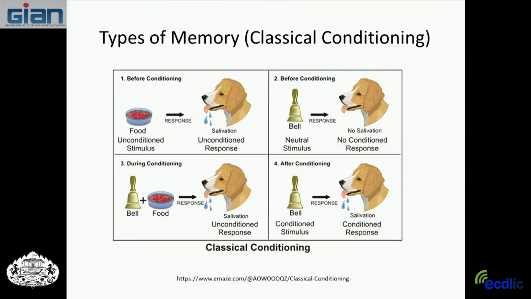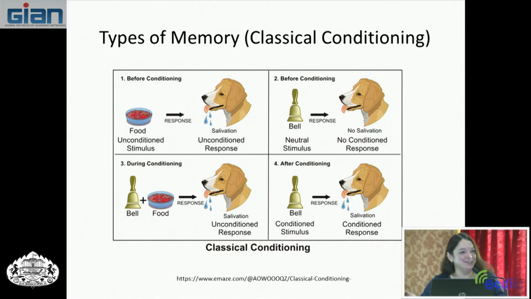Another type of memory is classical conditioning. This is a non-declarative memory again, something that we don't purposely store and then recall. This is the classical example of Pavlov's dog. I know we talked about this in an earlier class, and I couldn't remember the exact details of it, but here it is. Before conditioning, Pavlov would bring food to his dog, and the dog would salivate. The food was the unconditioned stimulus, and the salivation was the unconditioned response.